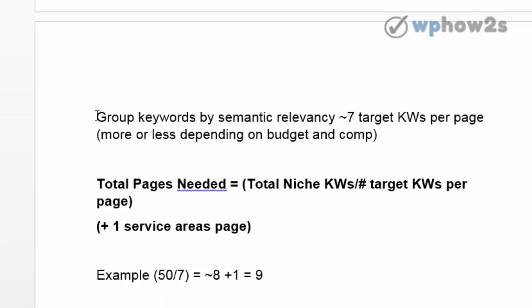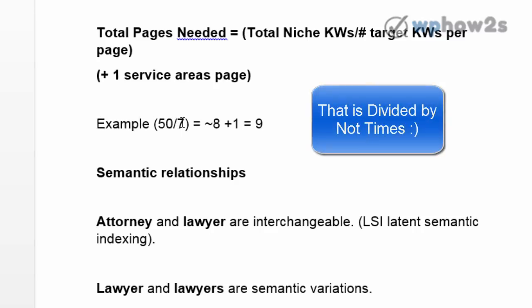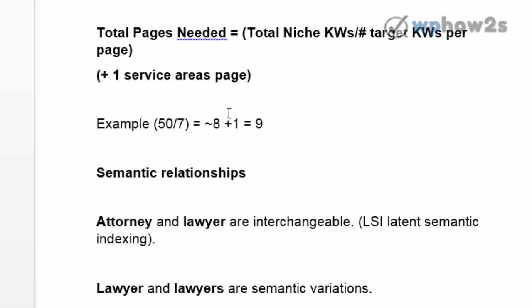So first of all, we're going to take those 50 keywords and we're going to divide them into groups of approximately 7 keywords, but more or less, it could be 6, could be 10. They have to be semantically related within the group of keywords. And then we're going to use each of those groups per page on our site to go after all these keywords. So for our example, we have the 50 niche keywords divided by the approximate 7 keywords per keyword group per page, and that would come up to about 8 pages plus the 1 service areas page, so about 9 pages we would need to get written professionally.